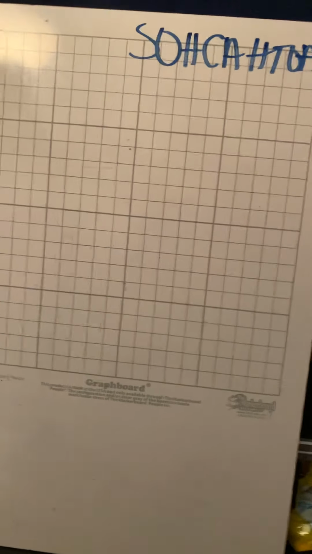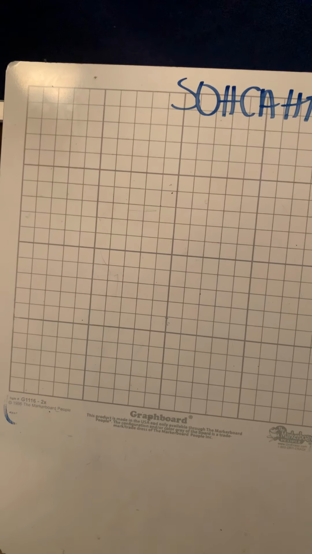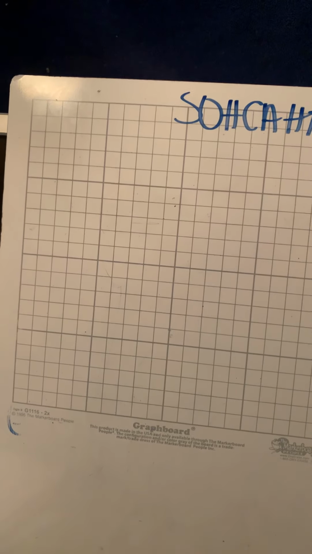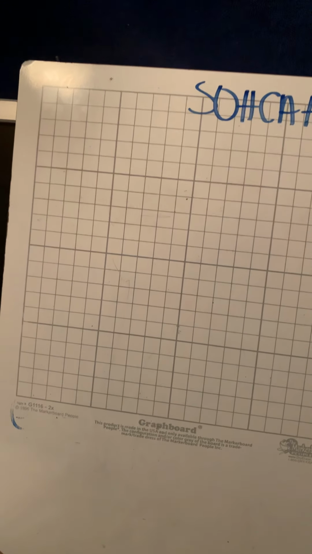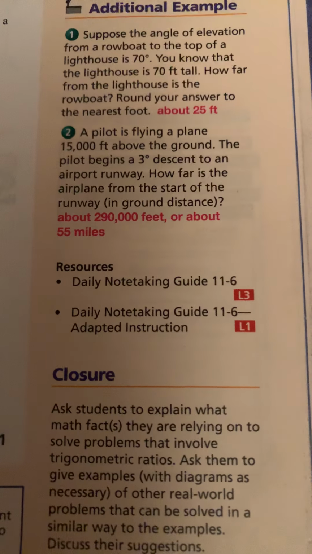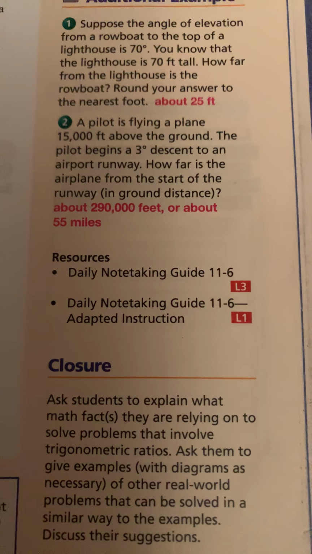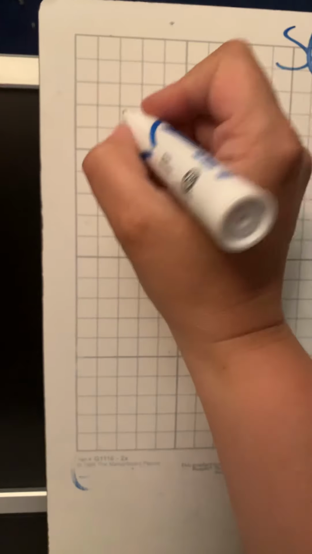So, a pilot is flying a plane 15,000 feet above the ground. The pilot begins a 3-degree descent to an airport runway. How far is the airplane from the start of the runway in ground distance? I am going to show you this, so that you can pause it and go back to it. So here comes our right triangle.